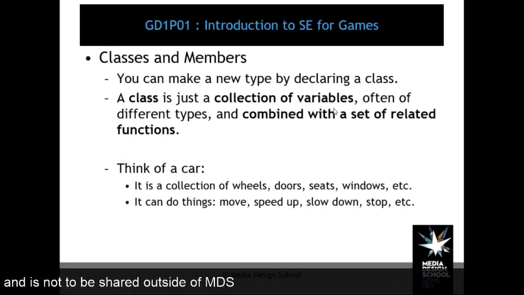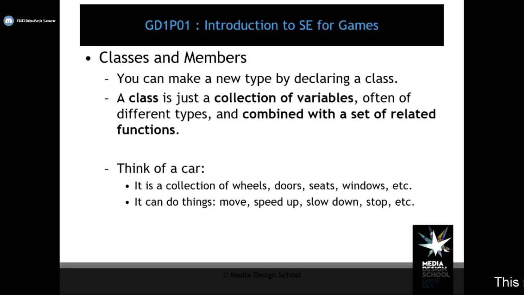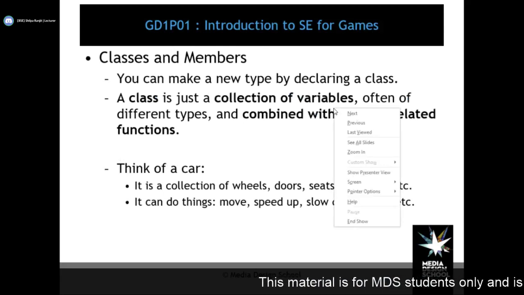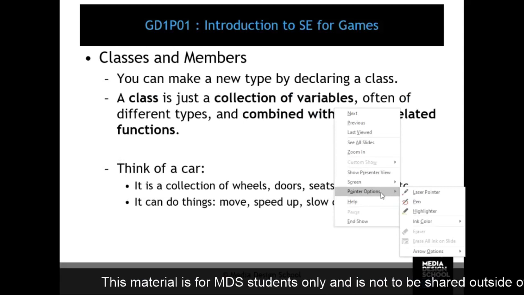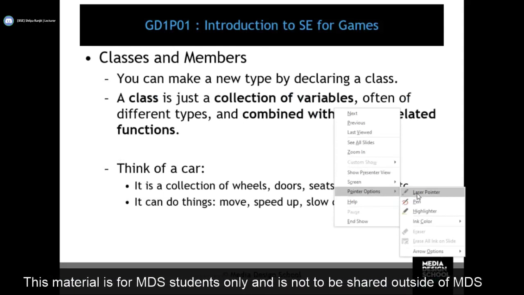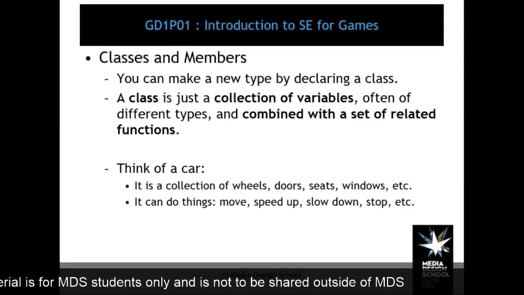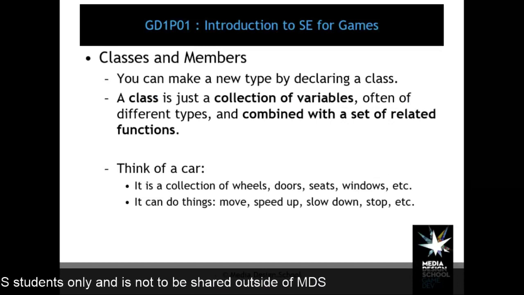All right. So basically, you can make any new type just by declaring a class, and a class is going to be a collection of variables along with a set of functions. It is these functions that say each of these are going to be the responsibilities performed by these classes. All right.